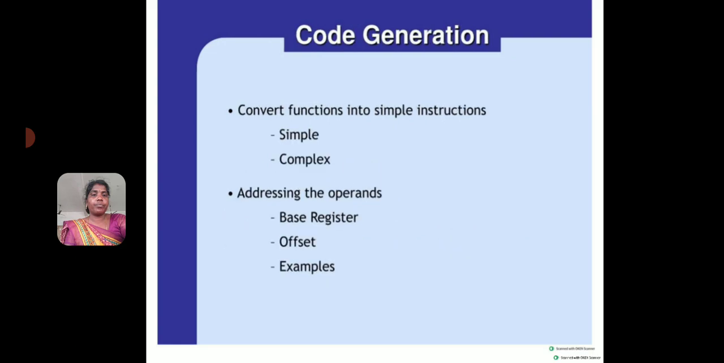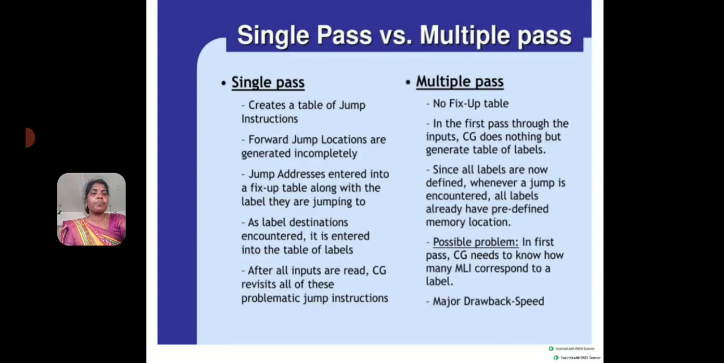Okay. Then code generation. Code generation means nothing but converting functions into simple instructions. That means simple and complex. How to address the operands? These are easy with base register and offset, and examples.